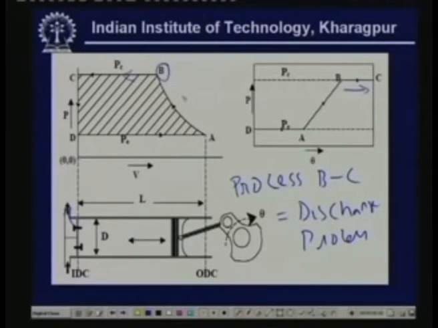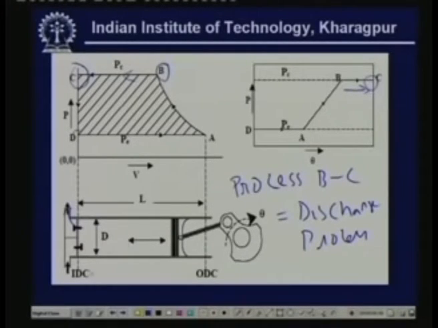So, during this process, refrigerant at a constant pressure Pc is expelled from the cylinder, and from here it goes to the condenser where it gets condensed, and this process ends, as you can see, at point C. And at point C, what is the volume of the refrigerant inside the cylinder? It is 0, because there is no clearance. So, that is at this point.